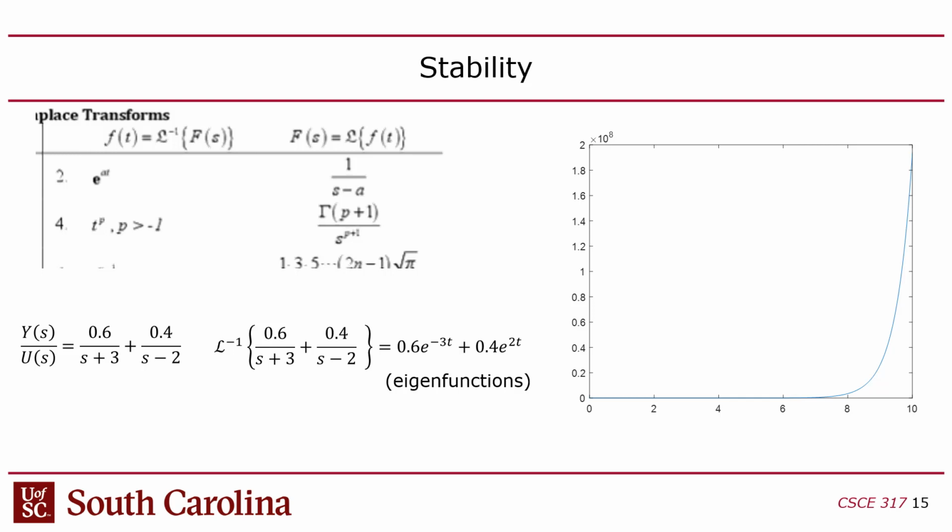Now, obviously, you can tell already that this term is a problem, right? Because 0.4 e to the 2t is not bounded. It's going to blow up, right? And so if I plot this, you can see that it's just an exponential function. It looks like any other exponential function. It just goes off into infinity.